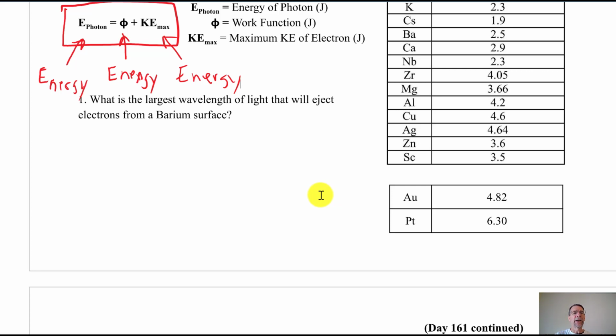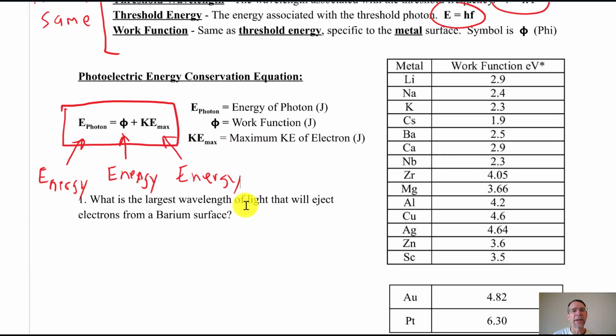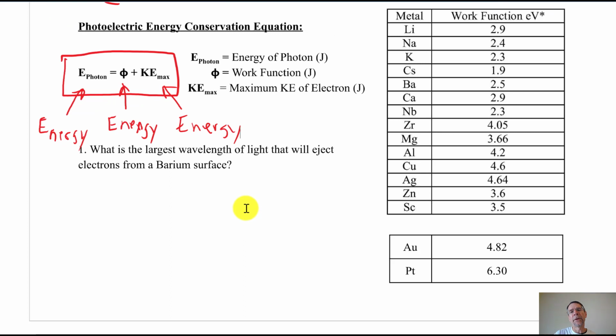Whenever it says largest wavelength or minimum frequency, because the largest wavelengths are lower energy photons. So what's the lowest energy photon that can eject electrons from barium? Whenever it says this, largest or smallest, typically what that means is we have photons that are just meeting the work function. So you look up barium over here. Barium, Ba, is 2.5. So the work function for barium is 2.5.